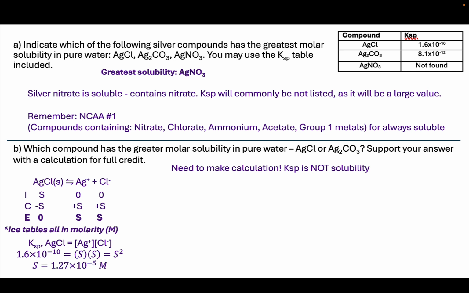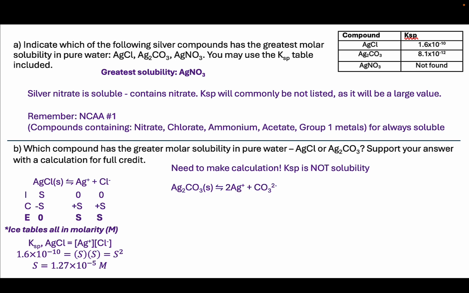Taking the square root, we get that the molar solubility for silver chloride is 1.27 times 10 to the negative 5. And remember that the molar solubility is not the same as Ksp. Ksp can calculate the molar solubility, or knowing the molar solubility, we could get Ksp.